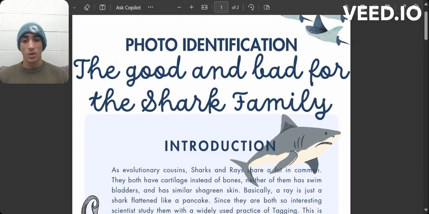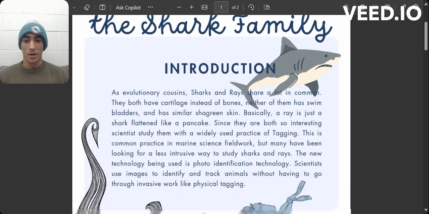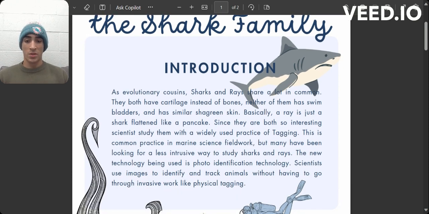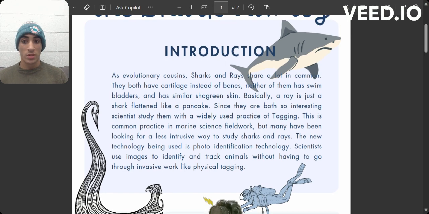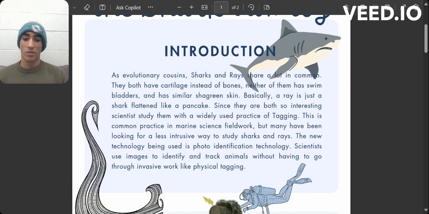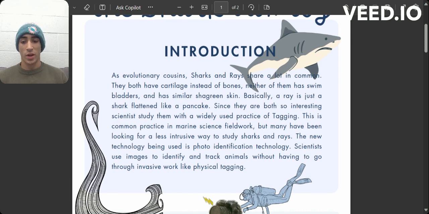Within my infographic, I spoke about some of the same talking points I brought up in my scholarly popular article. I spoke about how sharks and rays are similar, they're evolutionary cousins, they have a lot in common, and both are studied by scientists a lot, and they've been looking for a non-invasive way to study these animals. So they're pushing forward with photo identification technology, which is perfect for non-invasive work.